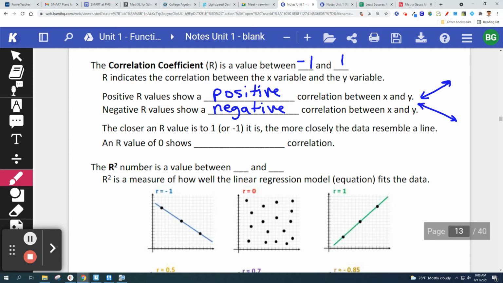The closer an R value is to 1 or -1, the more closely the data resemble the line. So we're looking for an R value that's near 1. An R value of 0 shows no correlation.